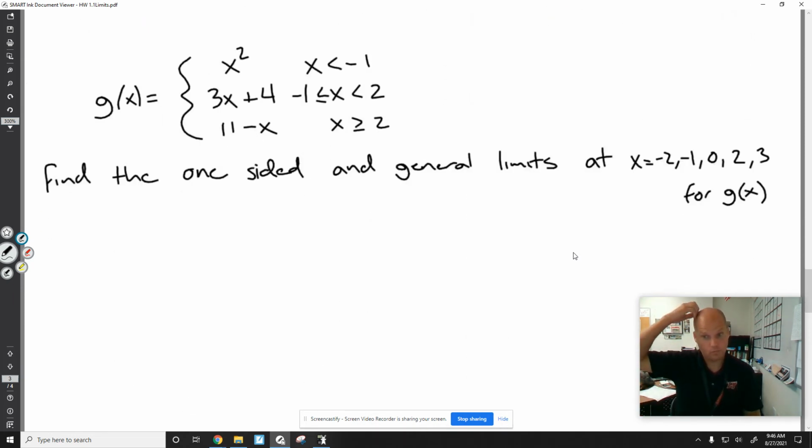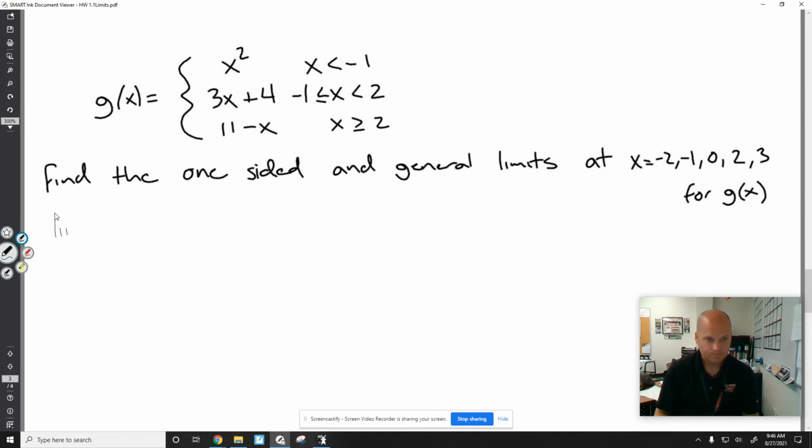All right. We want the one-sided limits and general limits for this function at negative 2, negative 1, 0, 2, and 3. Well, we can see we have 3 pieces. X squared, 3x plus 4, 11 minus x. X squared until negative 1, 3x plus 4 from negative 1 to 2, 11 minus x after 2.